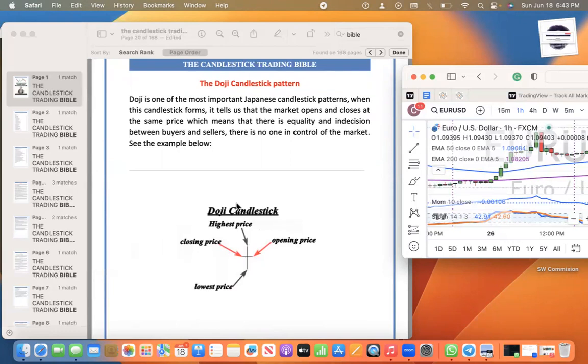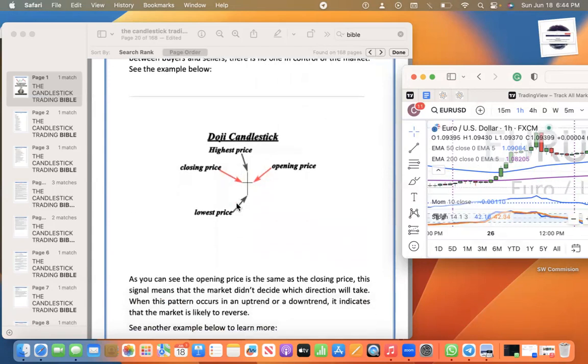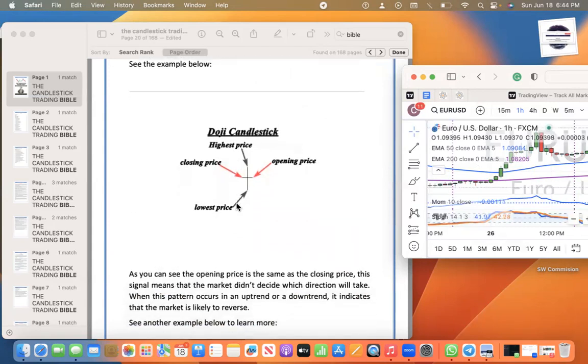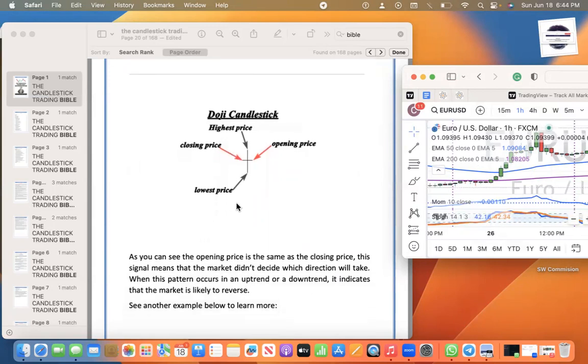So the next candle pattern that we're going to talk about is the doji candlestick pattern. It's also one of the most important Japanese candlestick patterns, simply because it tells you that the market literally opened and closed at the same price. This means that the buyers and sellers are basically in a tug of war for the price, and we've got to figure out which way the market is going to go, right? So with the doji, the opening and closing price are the same. This means the market didn't really know which way it was going to go. This is really a sign of consolidation.